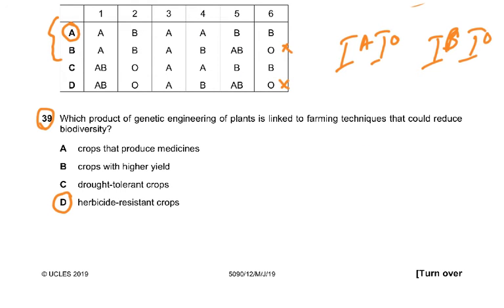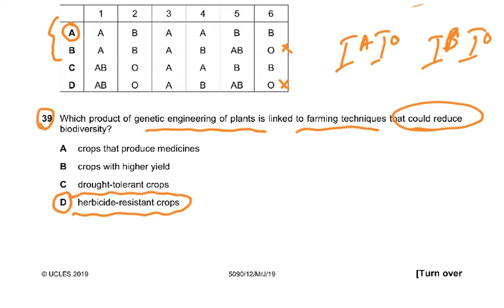In question 39, which product of genetic engineering of plants is linked to farming techniques that reduce biodiversity? So if you use herbicide resistant crops, what are you doing? You're killing actually the weeds, but your crop is saved. So you add herbicide. What is herbicide? Herbicide is a chemical that you use to kill the other plants which might be growing amongst your main cash crop. Like for instance, if you have a wheat crop or a rice crop, but you've got other weeds growing there. Weeds means other little plants growing there, which are no good to us, which we can't sell in the market. So those are called herbs.